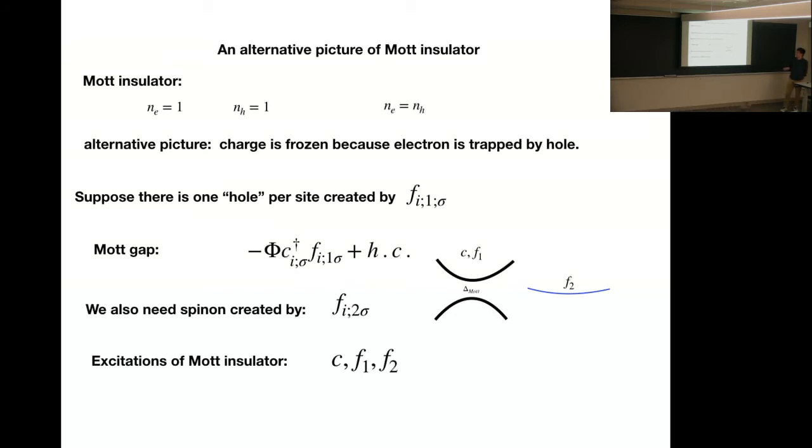So the important thing is the excitations of the Mott state are carried by three Fermions. One is the electron, and we also need the other two copies, F1 and F2. Now it's not clear what these two Fermions are. I have the intuition that F1 should be viewed as a hole object, F2 should be viewed as spin, but how can we get it? That's the question.